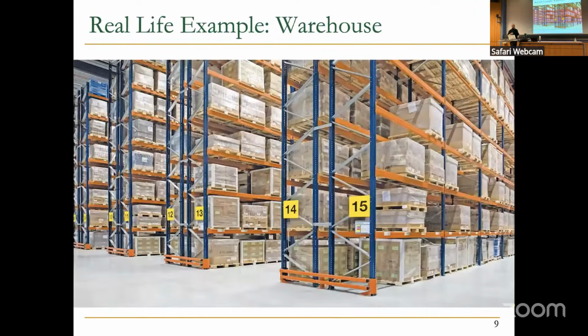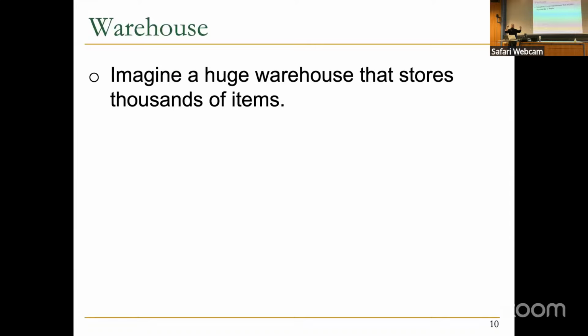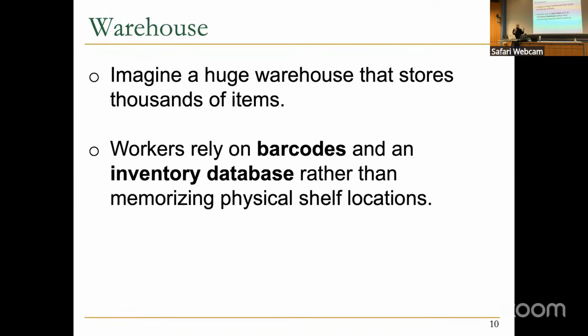I will give you a real life example, which I came up with yesterday. So this is a warehouse, right? And in a warehouse, you can imagine you have a huge warehouse that stores thousands of items. So when you have a worker that wants to access an item, the worker doesn't know the physical location of the item in his memory, right? What he knows is he has simply a barcode of the item. And then the barcode, when you match it with some physical location through the inventory database, that's when you can go to the physical location and access this item.